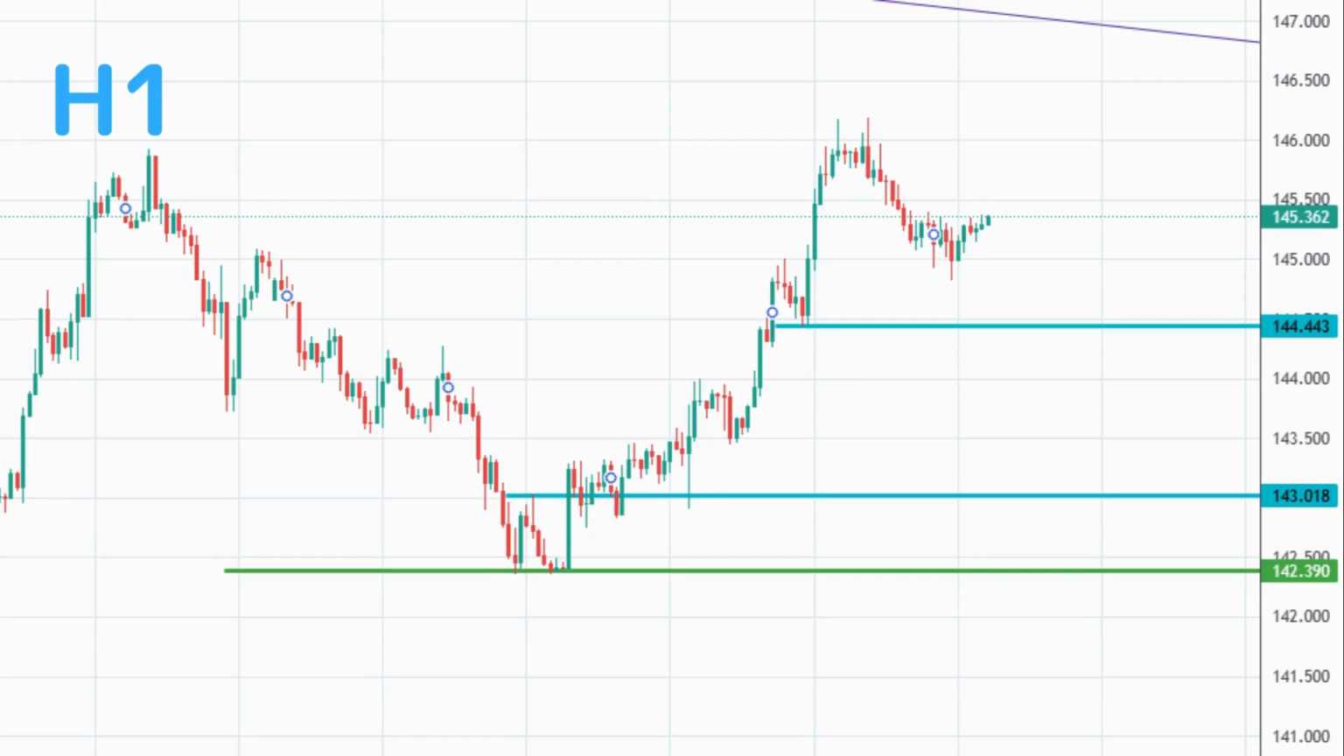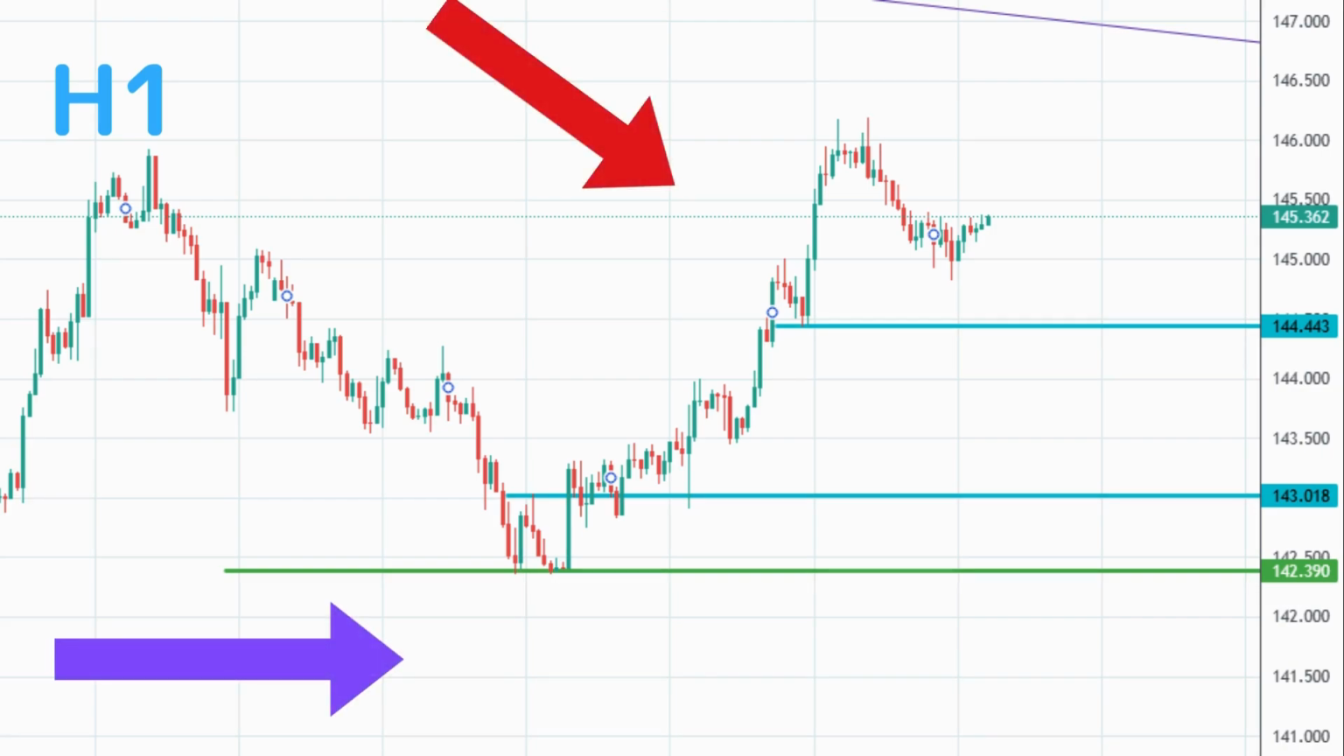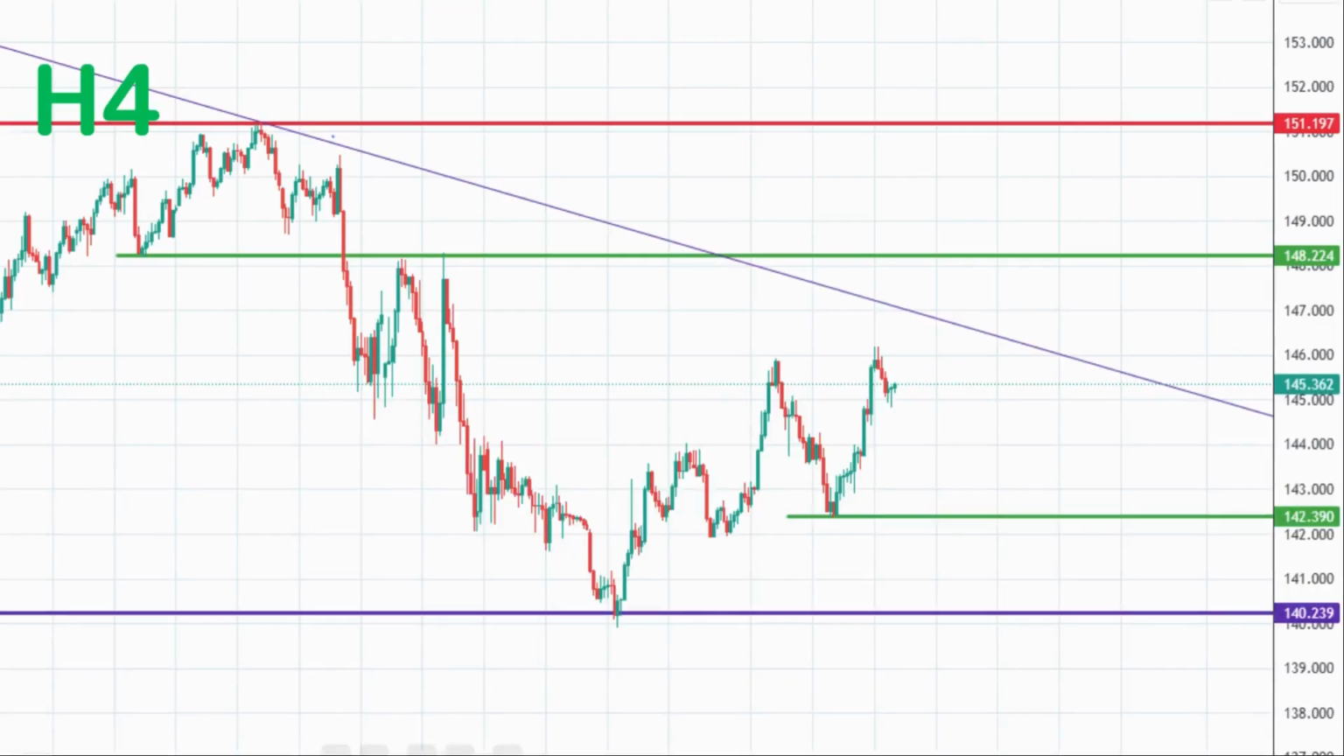So to summarize the trend directions by time frame, the weekly chart is neutral and unclear. The daily chart remains in a downtrend. The 4-hour and 1-hour charts are both in an uptrend. Let's go over possible scenarios from here.